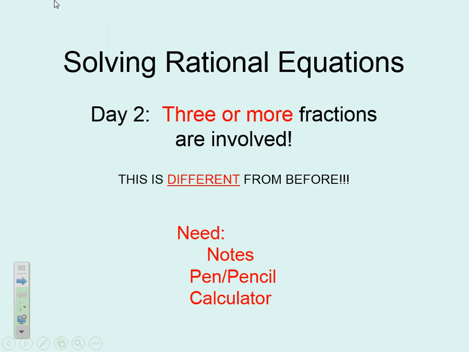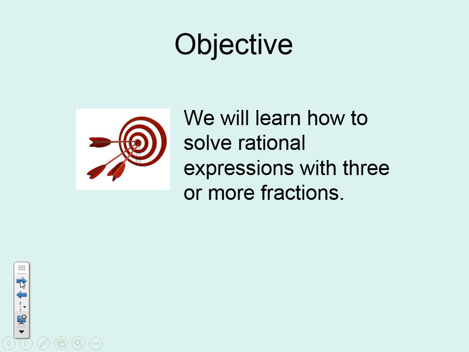Welcome, ladies and gentlemen. Today we're going to talk about solving rational equations with 3 or more fractions involved. So this is a little bit different from before, but not too crazy, okay? So you're going to need your notes, a pen and a pencil, and a calculator. Our main objective is to make sure that we learn how to solve rational expressions with 3 or more fractions.